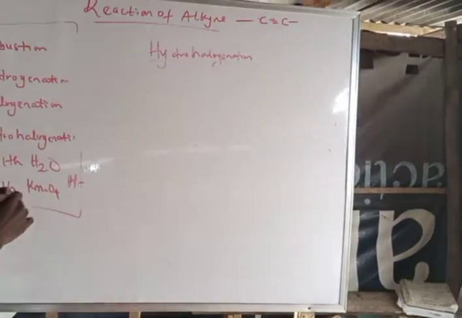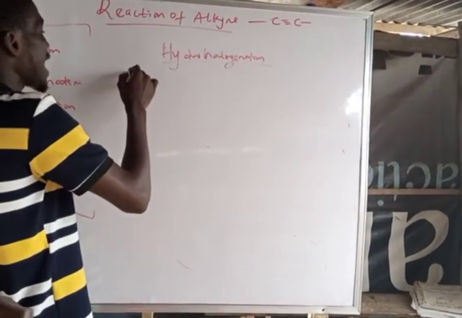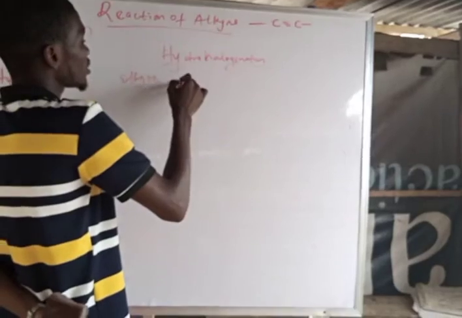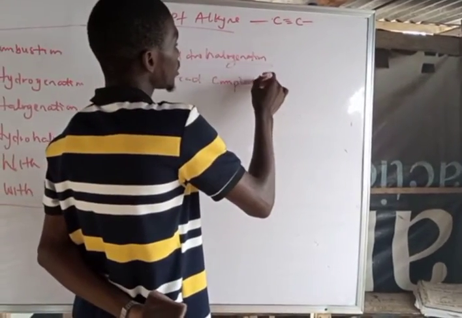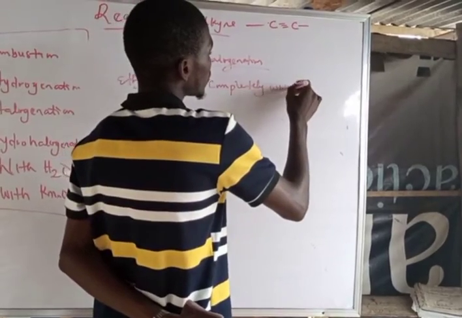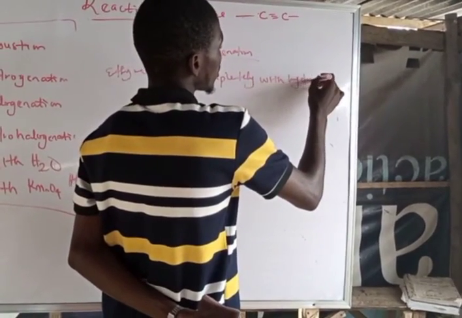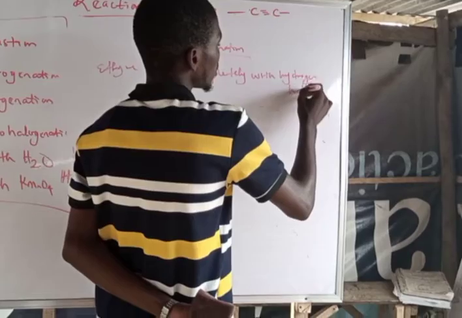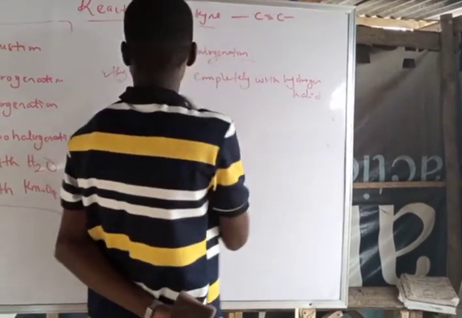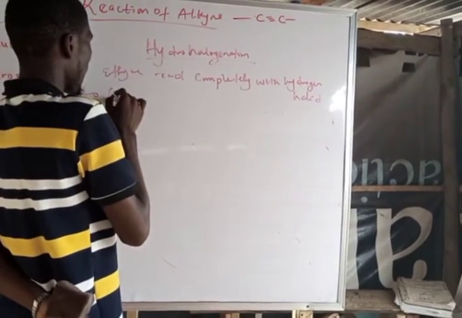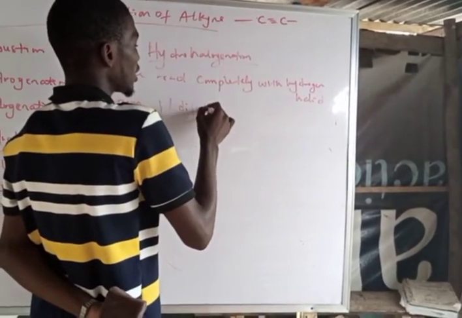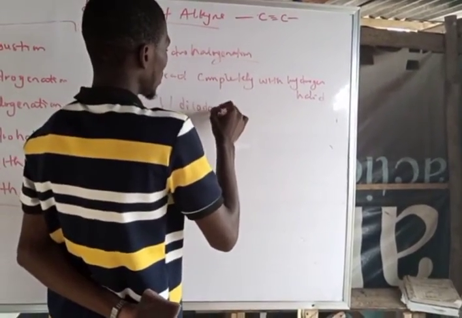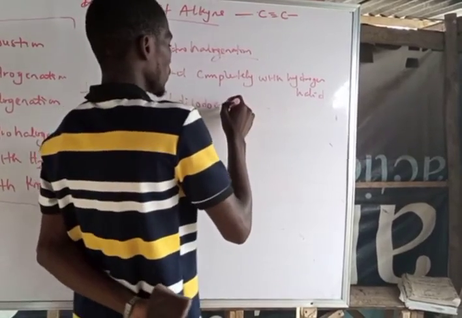So when we're talking about this hydrohalogenation, it means that ethane reacts completely with hydrogen halide to form 1,1-diiodoethane.